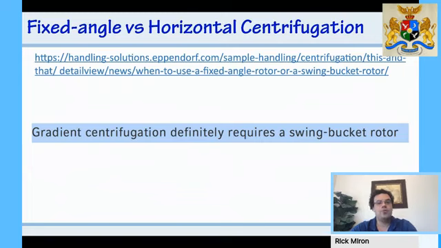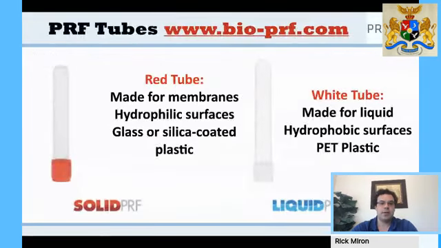On the Eppendorf website, gradient centrifugation definitely requires a swing up bucket. Okay, so again, if you want to separate your cells based on their density, which is what we're doing in PRF, you definitely need to use one of these swing up buckets here. Okay, now people will ask, how much more effective is that? From our studies, when it comes to white blood cells in particular, they're about 4 times more effective. So you can get up to 4 times more white blood cells when you spin horizontal versus fixed angle. Okay, so it's a big difference.